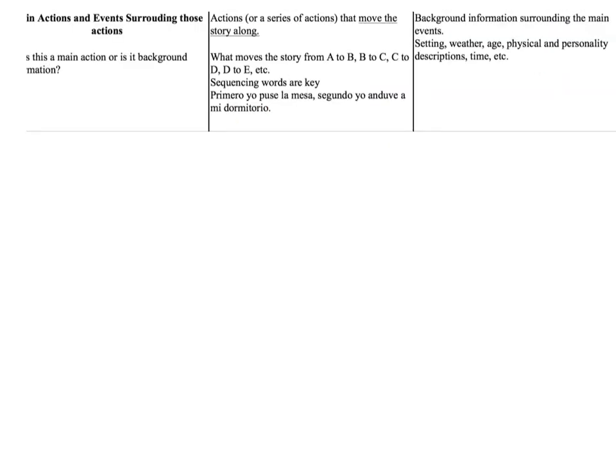And the last slide for preterite versus imperfect, part 1, is going to be this one. And for me, this is the most important slide of them all because this really captures everything that the preterite and the imperfect truly stand for. And that is the main actions and the events surrounding those actions. So, the preterite are actions or a series of actions that move the story along. So, in other words, they are the actions that move the story from A to B and B to C and C to D and D to E, etc.